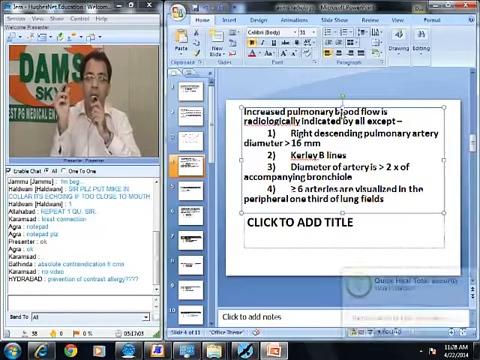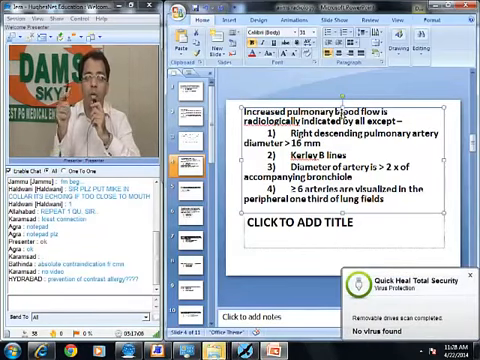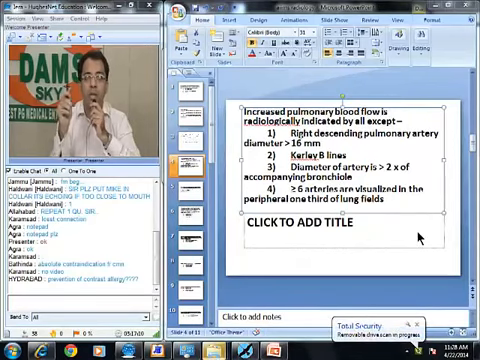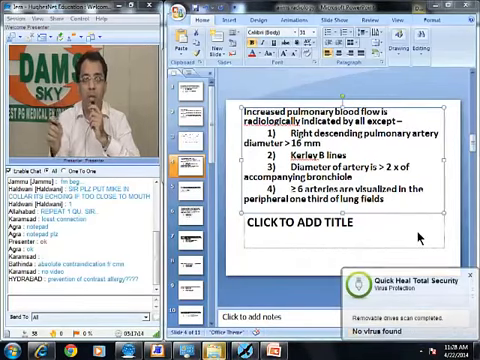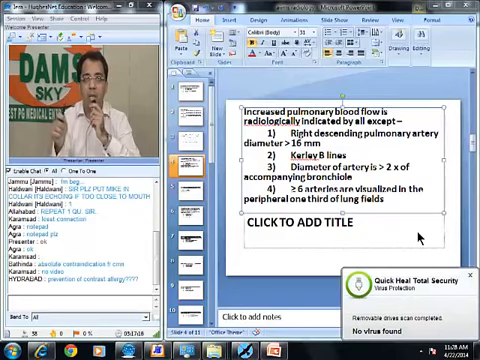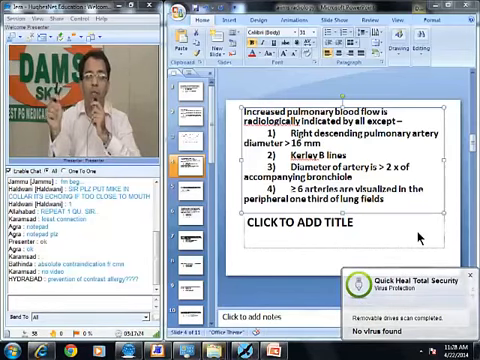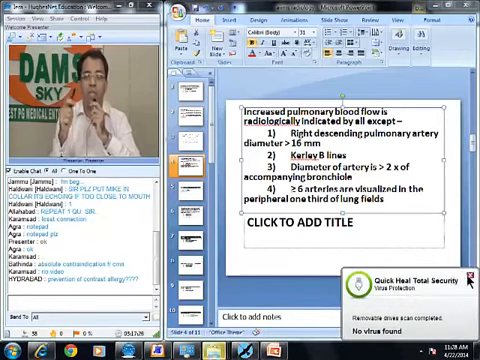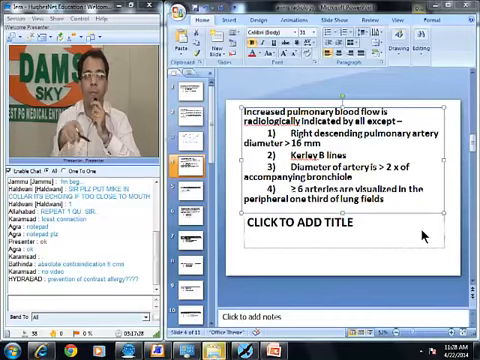Question is, increased pulmonary blood flow is radiologically indicated by all except: right descending pulmonary artery more than 16 millimeter, curly B lines, diameter of the artery more than twice the accompanying bronchioles, more than 6 arteries in the peripheral 1/3 of the chest X-ray of the lung fields. What do you think?